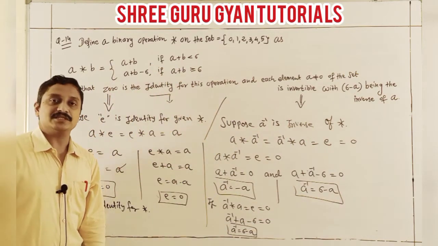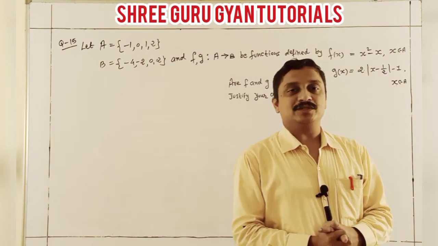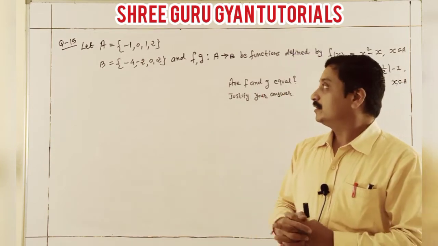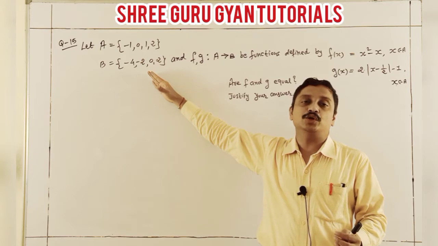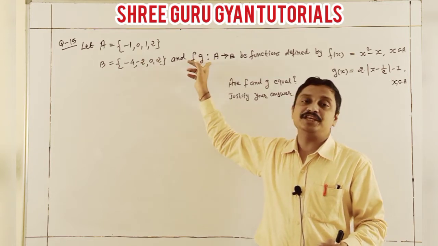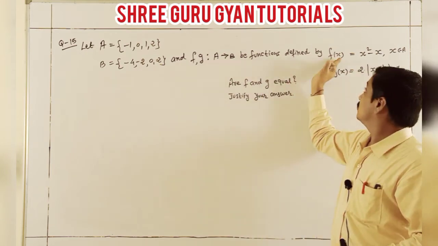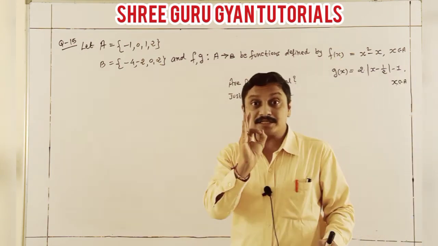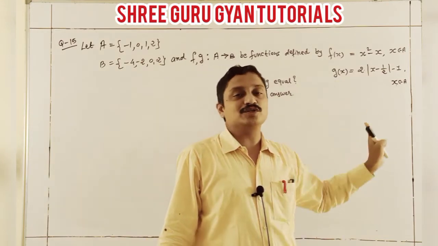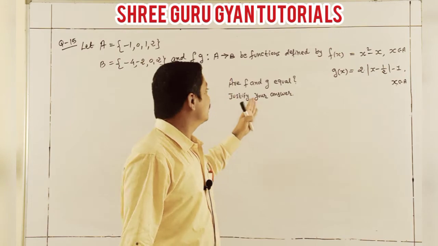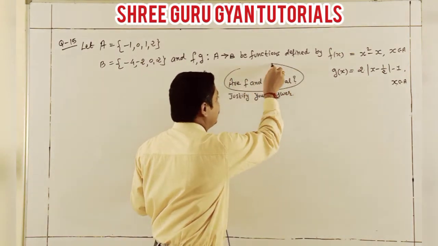Yes students. Now going ahead, next question. Next students, question 15. Let A be given as minus 1, 0, 1, 2 and B as 4, minus 2, 0, 2, and f(x) and g(x) both map A to B. f(x) is given as x square minus x, and g(x) is given as 2 modulus of x minus half minus 1, for every x belonging to A. Then check whether both functions are equal. Justify your answer.